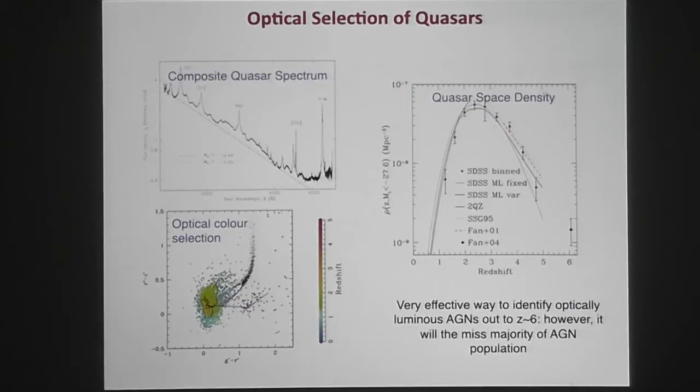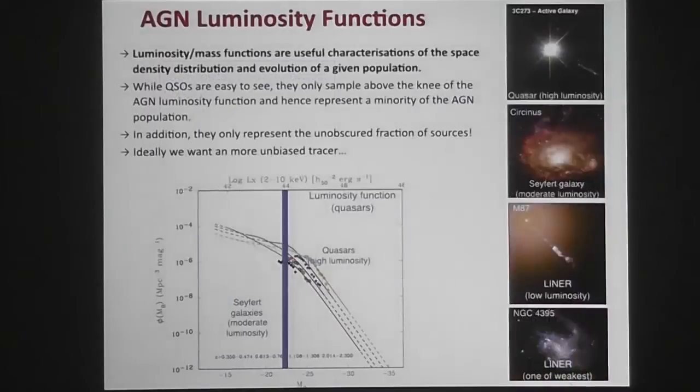And so that's nice, but it's biased, right? This is only the unobscured sources. We know nothing about the obscured sources, which may be a large fraction of the population. But it's a very effective way of finding AGN out to redshift 6 pretty easily, but you miss the majority of the population. If you make a luminosity function, or a mass function, that's just the space density of sources as a function of the luminosity or the mass, you see that quasars at higher redshift seem to be more luminous. And so you again are seeing a peak in the density of them. But this is sort of the regime where the host galaxy starts to become a problem.